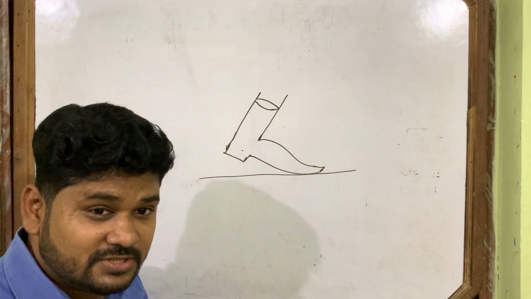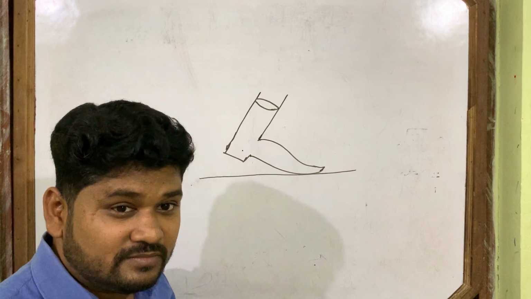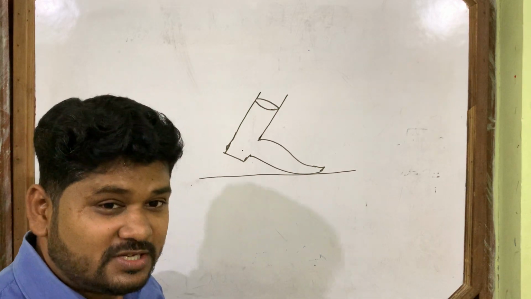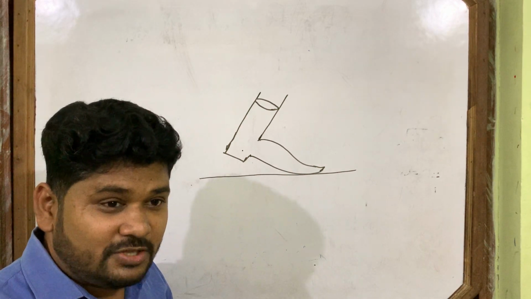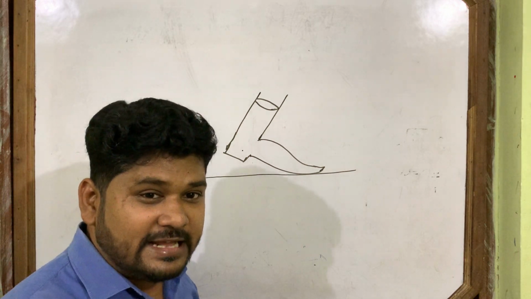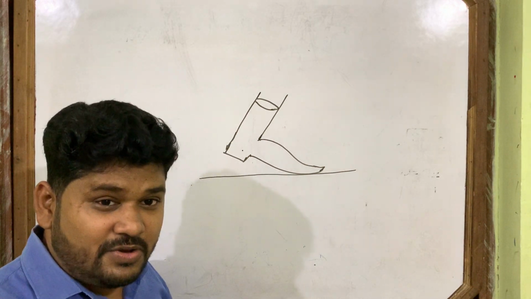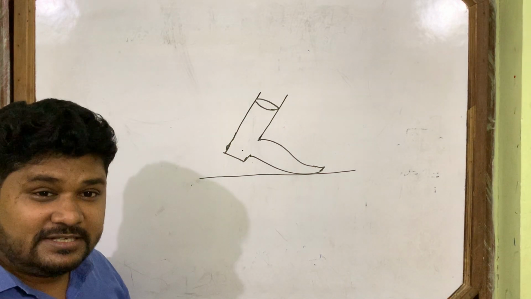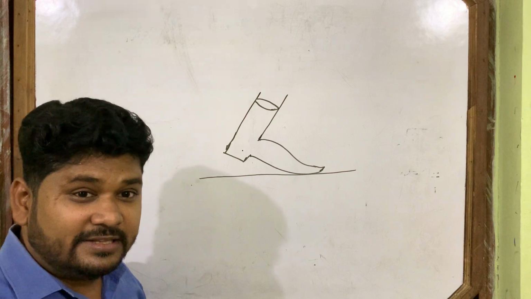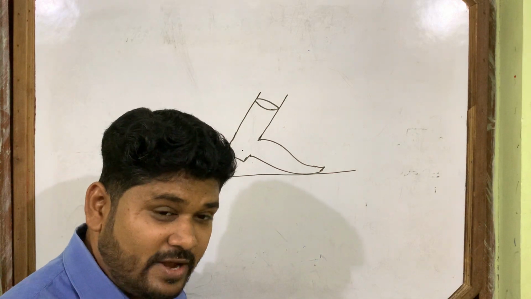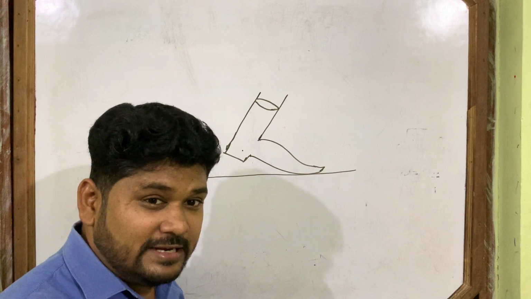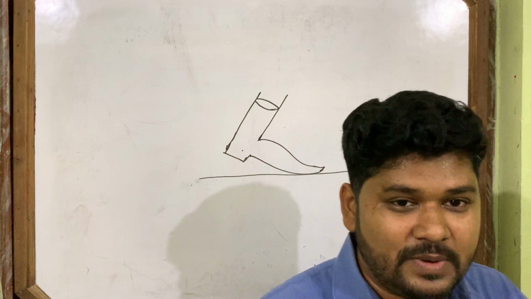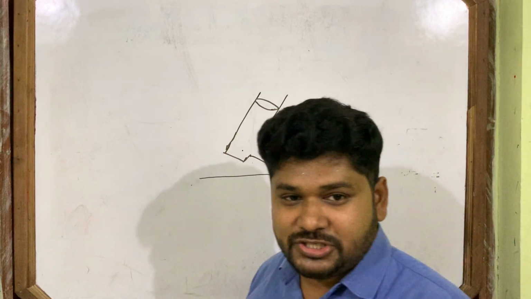After heel, what will touch? Then the toe. After the heel, the toe will touch the ground, and after that the heel will lift. Now imagine, walk and see. When you walk on the road, first the heel touches the ground, then the toe. After that, with the toe in touching condition, the heel will leave the ground and your leg will come to this position. Now mark, your leg will come to this position.